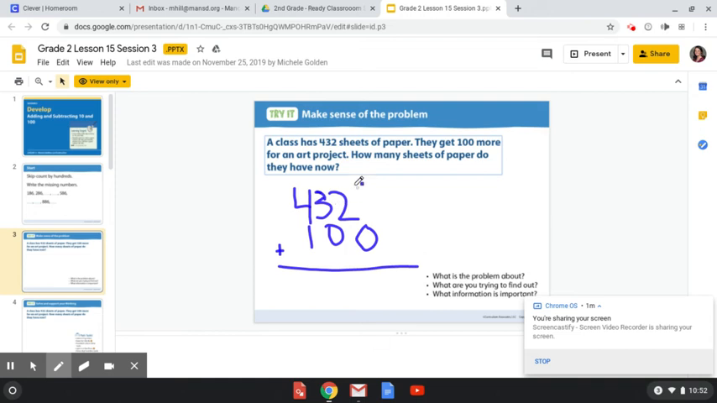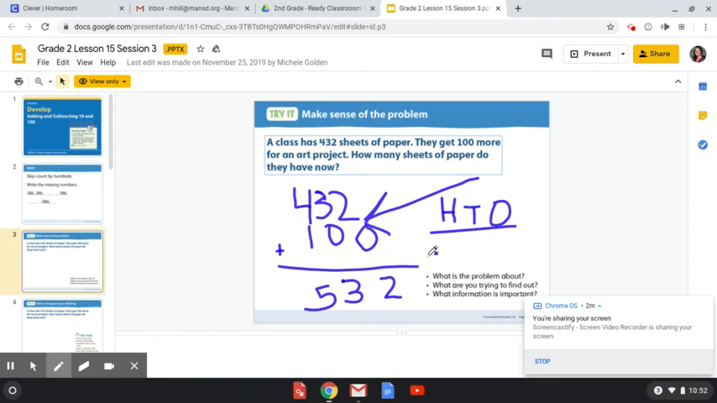So if we are adding, we're just going to add down our columns. It looks like we're not going to have to carry anything over. So the class now has 532 sheets of paper. So if you were thinking to yourself of your hundreds place, your tens place, and your ones place, sorry, it takes me a little bit. I'm getting slowly but better at writing. You wouldn't even really need to do this because you could just think to yourself, oh, my hundreds place when I started the problem was a 4. I'm just going up by 1, and that brings me to the 532.